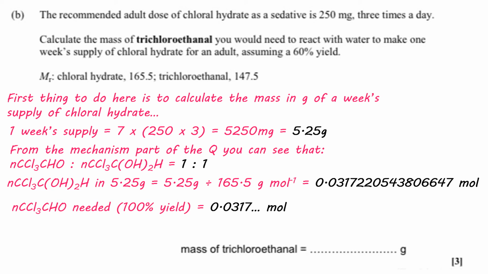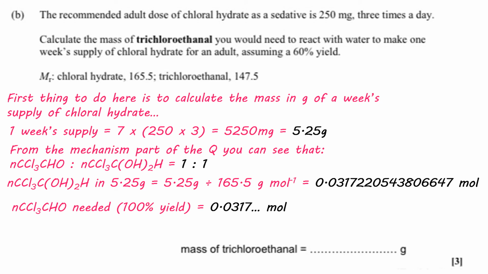However, that's if you have 100% yield. Now, if you've got trichloroethanol with 100% yield, it's going to be the same amount that you need. So in other words, 0.0317 moles of trichloroethanol would technically, in theory, make 0.0317 moles of chloral hydrate.